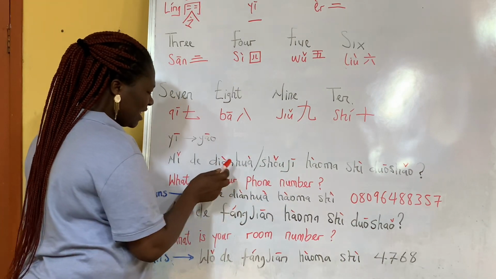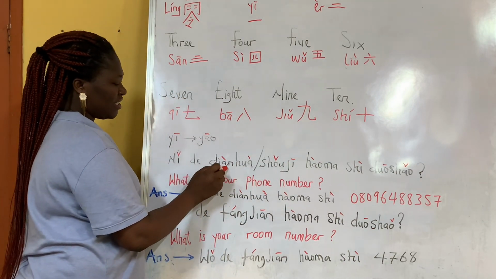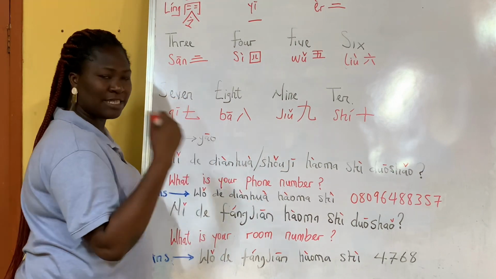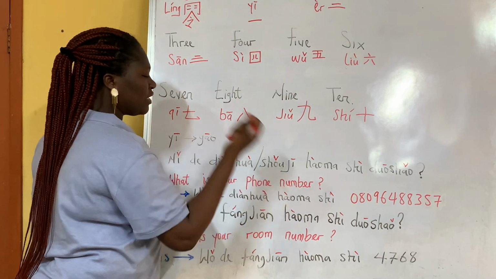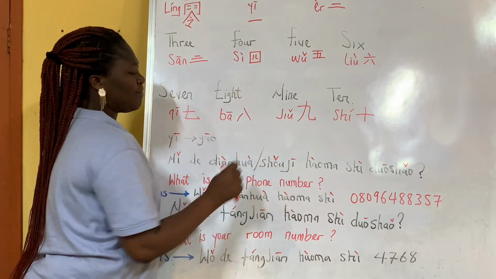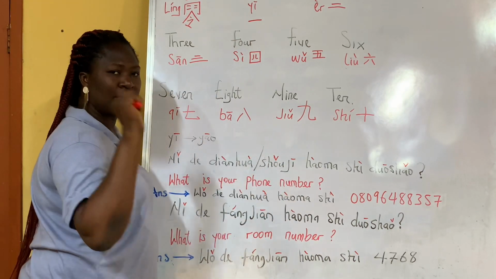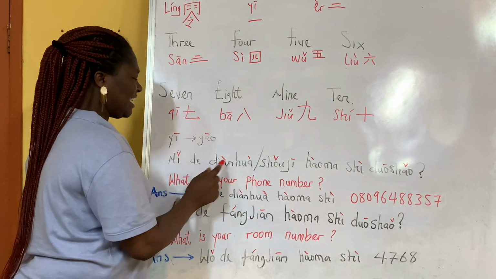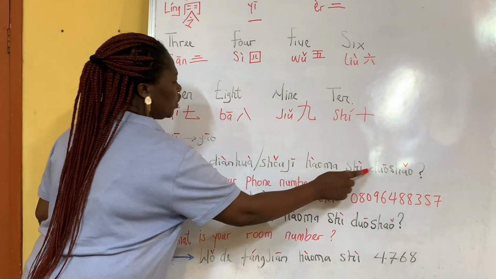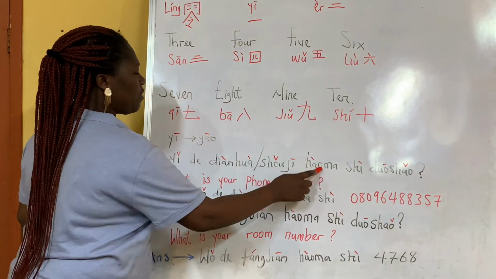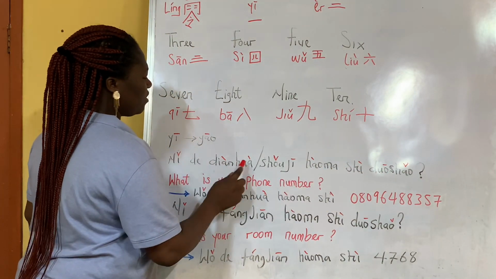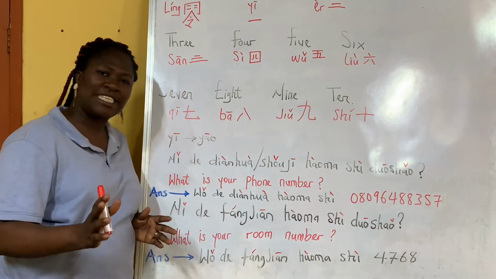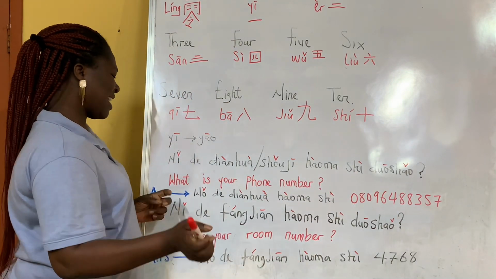So 电 means electricity. 话 is speech, that is electrical speech, that is telephone. While 手 is hand, and 机 is machine. So hand machine, which is handphone. So they all mean phone anyway. So 你的电话号码是多少, your phone number is how many, or 你的手机号码是多少. Do you understand? Very good. Okay, can you try it?